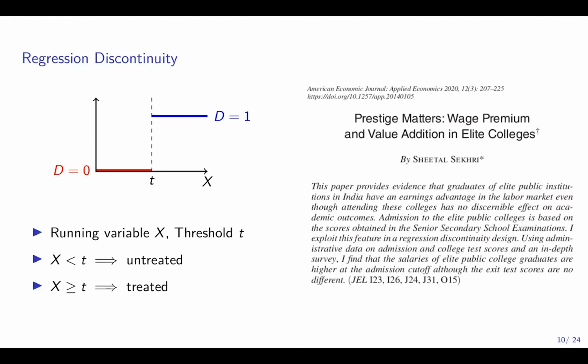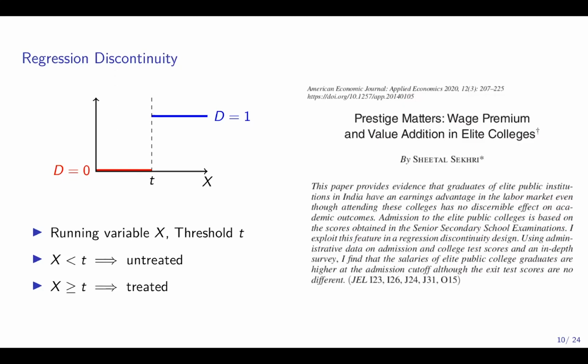The situation is depicted in the diagram at left. If your senior secondary school exam score, X, exceeds the threshold, T, then you attend a public college. So we say that you're treated, D equals 1. If X does not exceed this threshold, D equals 0. So now you're attending a less prestigious private college.